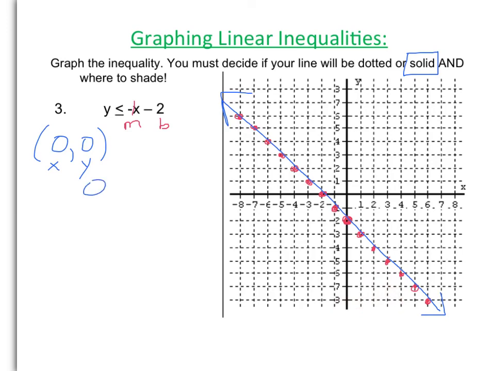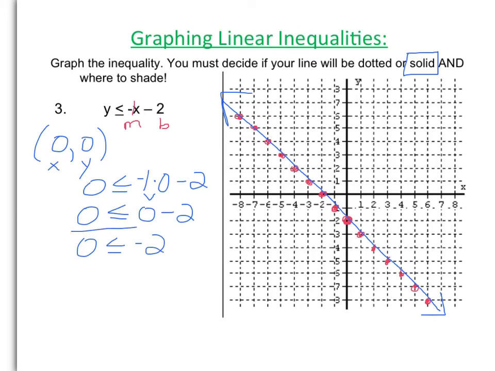Plug in 0 for x and y, so I have 0 is less than or equal to negative 1 times 0, and then minus 2. Bring this down, bring down our symbol. Negative 1 times 0 is 0. Bring this down again. 0 minus 2 is negative 2. And this says 0 is less than or equal to negative 2, which is false.